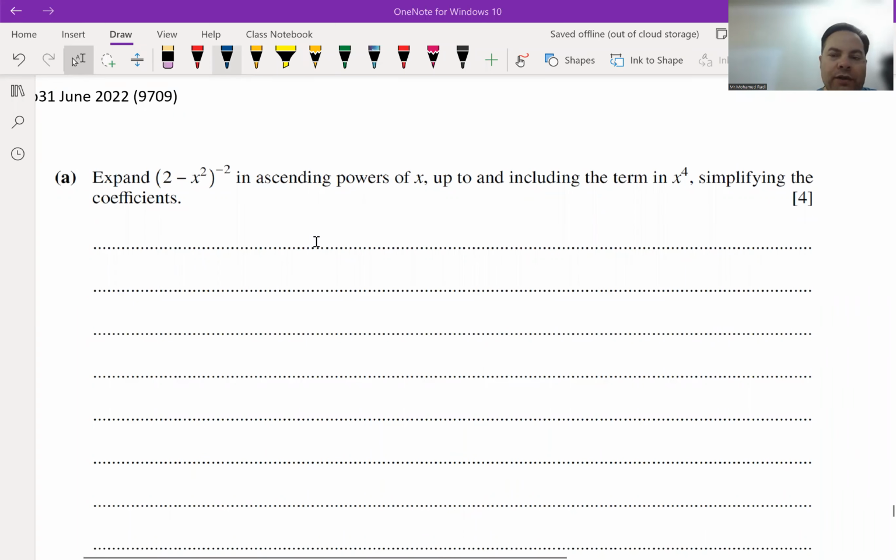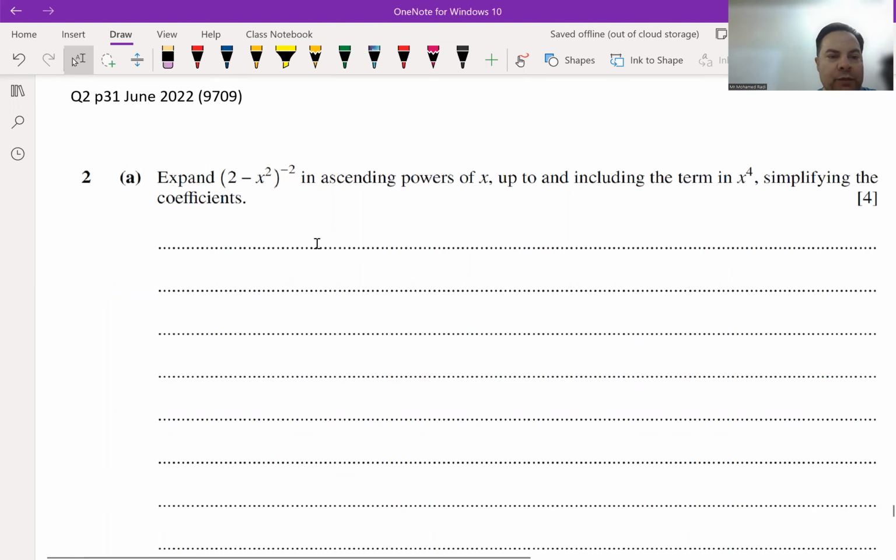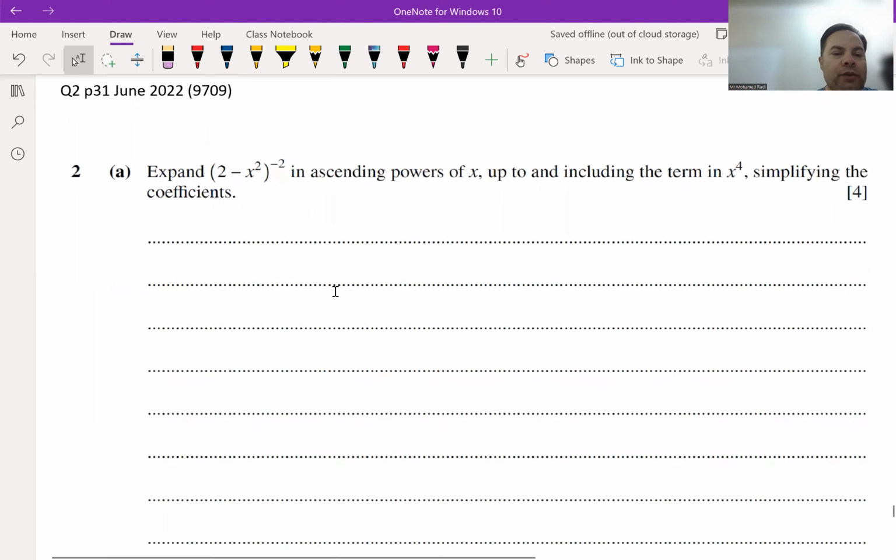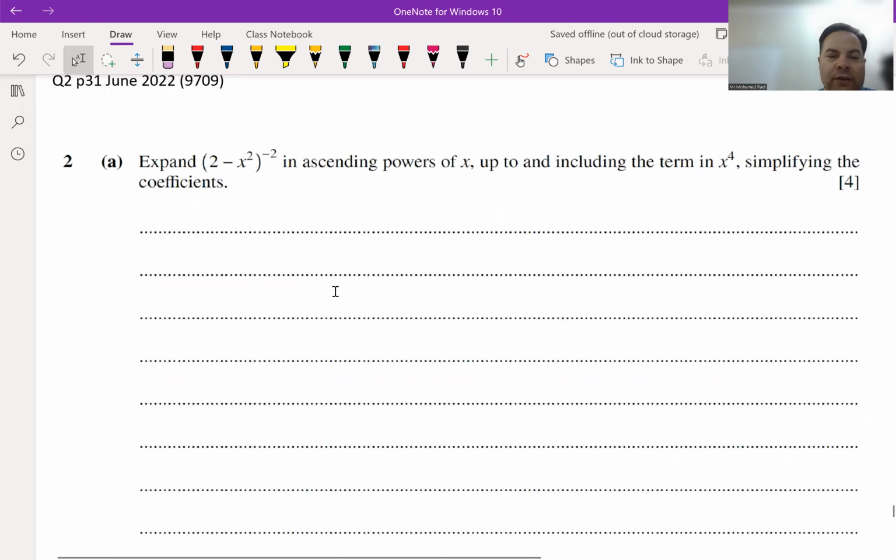Hello guys, in this tutorial I'm going to solve question number 2, paper 31, June 2022. Question number 2: expand (2 minus x squared) to the power of negative 2 in ascending powers of x, up to and including x to the power of 4, simplifying the coefficients. This question relates to binomial expansion.